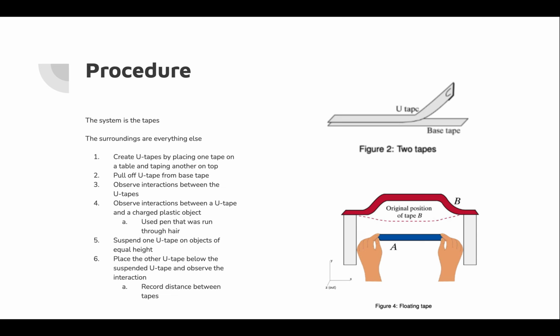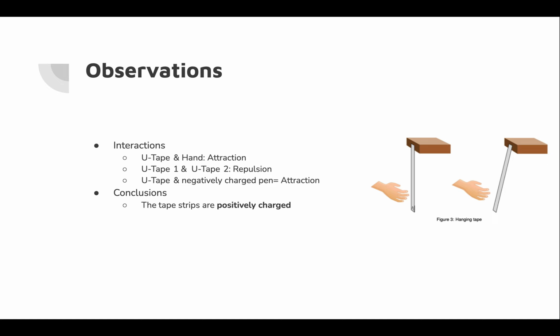The observation between the U-tape and the hand was an attraction. Between U-tape 1 and U-tape 2 was a repulsion, and between the U-tape and the negatively charged pen was an attraction. Therefore, we can conclude that the tapes are positively charged.